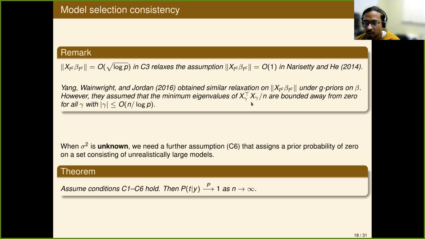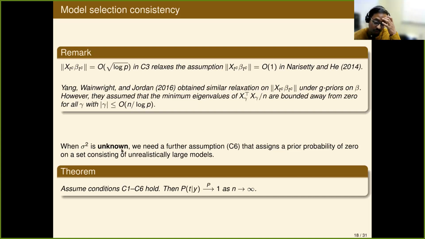You can just take one column at a time. Let's look at small models of size 1. Then the infimum of X_i transpose X_i by n converges to 0. So this assumption can be criticized on that ground. So we have relaxed that. We don't make any such assumption; we assume that these eigenvalues can go to 0 at a rate p to the power minus kappa for some positive kappa.